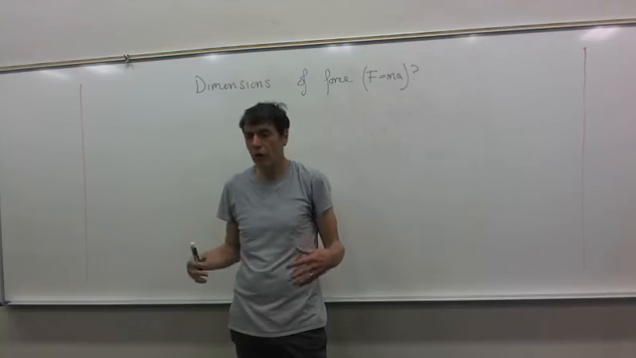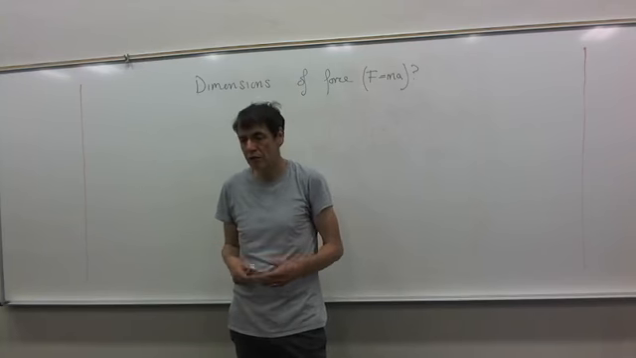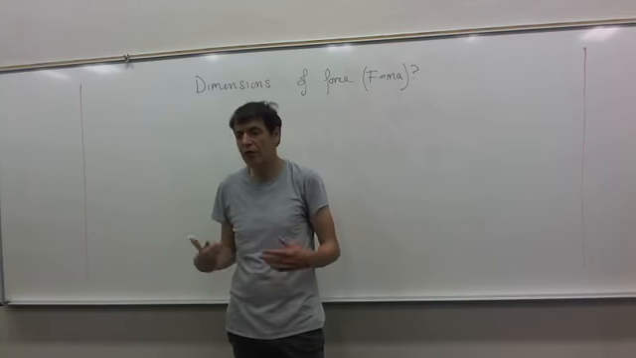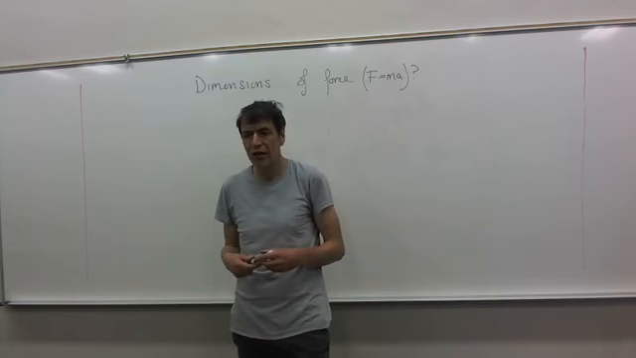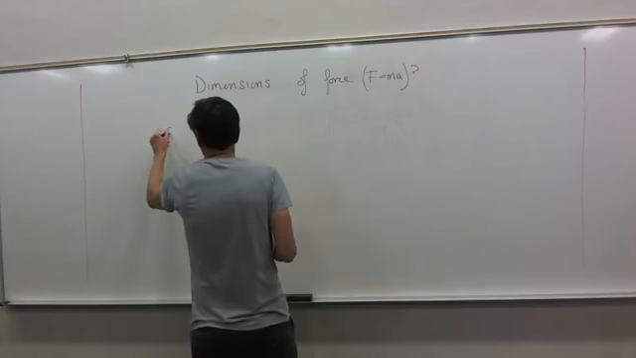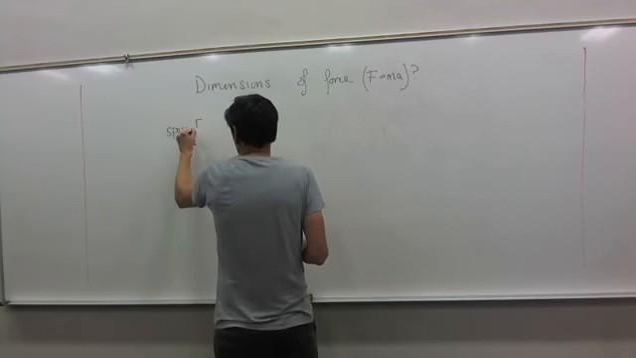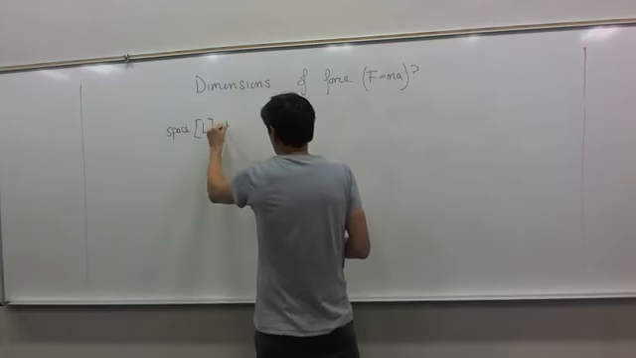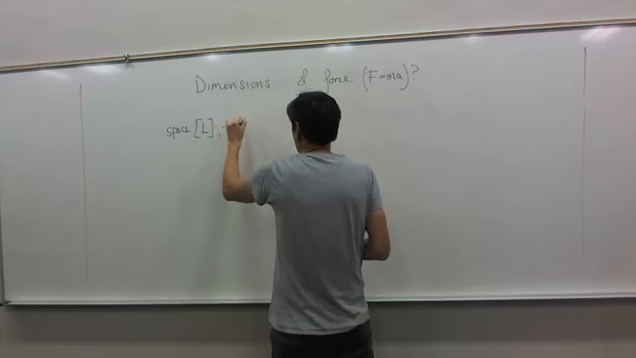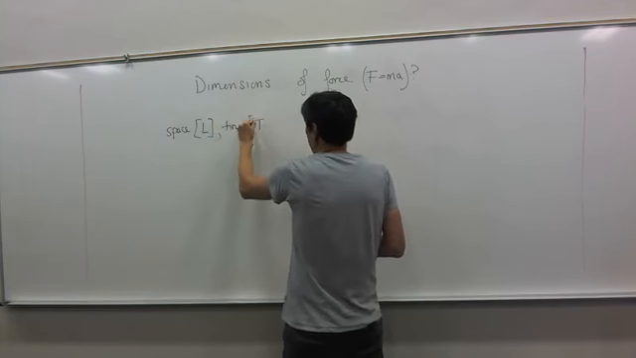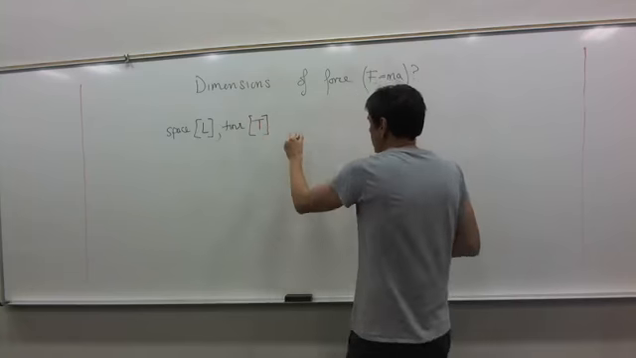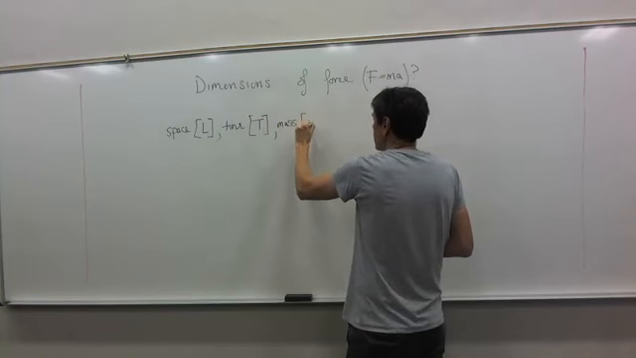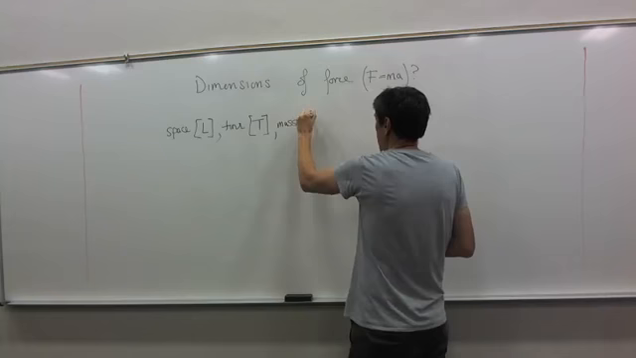So let me first just, on the whiteboard, remind us of those dimensions, of the fundamental dimensions and dimensions like velocity and acceleration. So space has dimensions of length. We denote that uppercase L. Time is a fundamental dimension. We denote that uppercase T. Mass is a fundamental dimension. We denote that uppercase M.